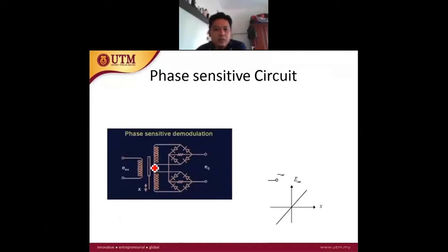So when the core is at the center, E out will be equivalent to 0. But when the core is moved above the null position, or x is bigger than 0, what we can see is that due to this phase sensitive circuit, E out will be like this. I think I will draw that again.